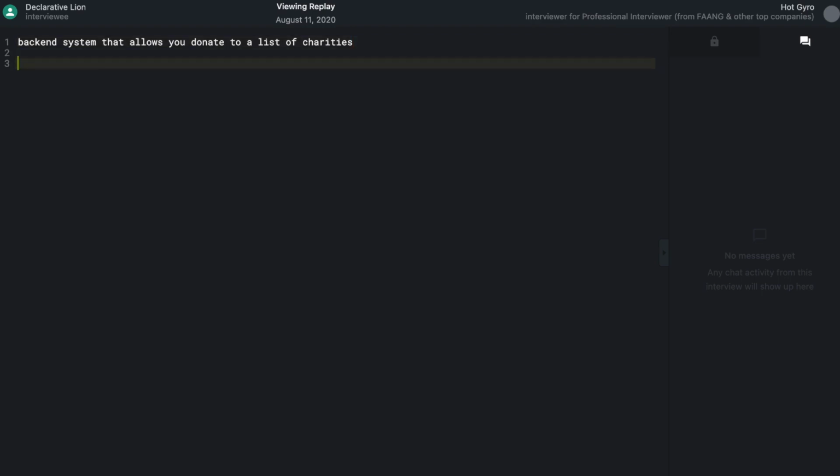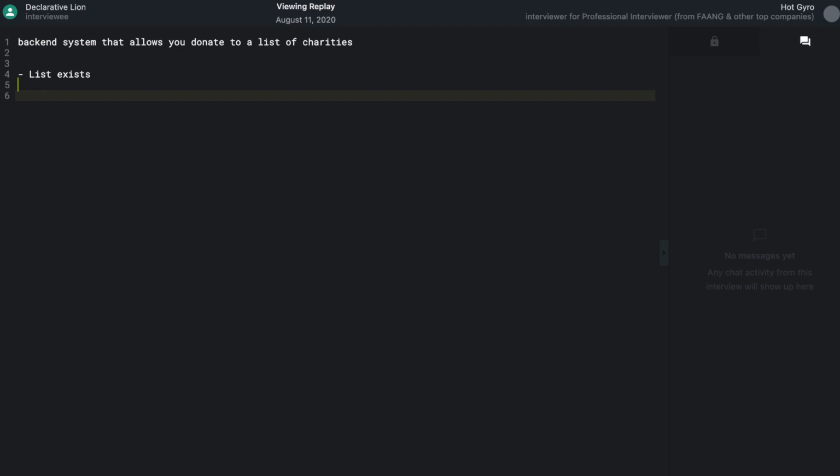Let me think on that. So we're building just the backend system and a list of charities. Is it hard coded in our system, or is it dynamic and we can add to it? That's a good question. Let's assume that the list is prepared, a hard-coded list already available, so you just have to load it up once. You don't have to design a system to accept that.